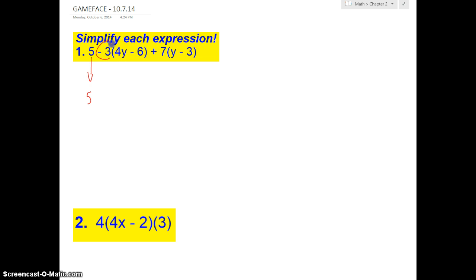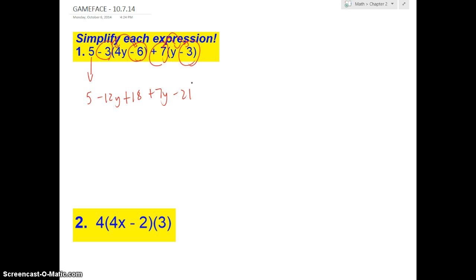Then we're going to say negative 3 times 4 is negative 12y. Then we're going to say negative 3 times negative 6 is positive 18. So again, I dropped the 5 down because we can't subtract before we multiply first and distribute first. Next from my technique is this. I need to plus 7y. That's 7 times negative 3 is negative 21.